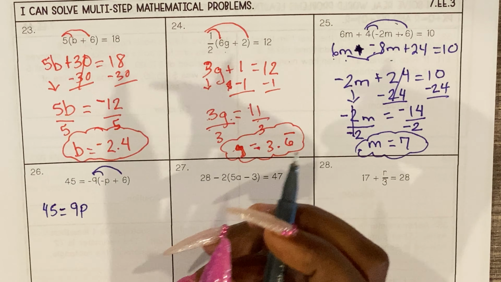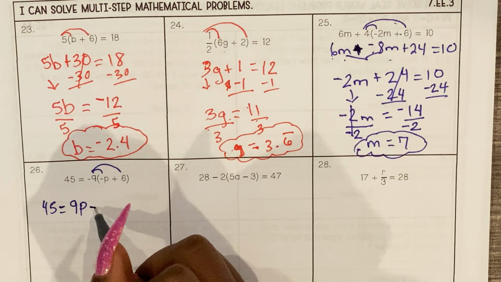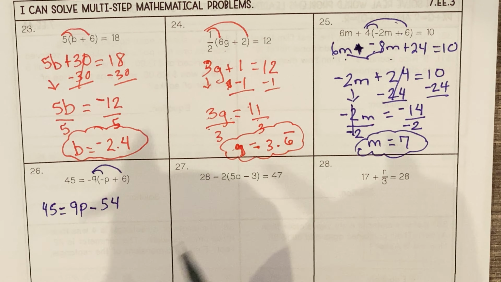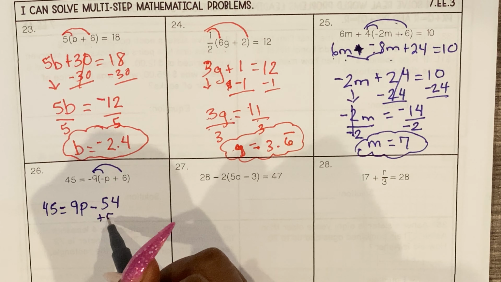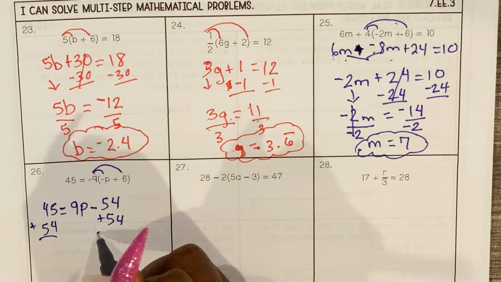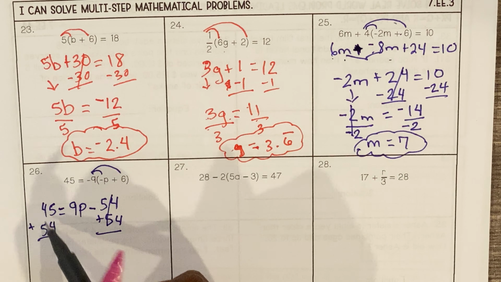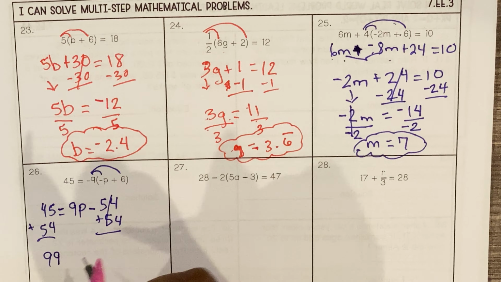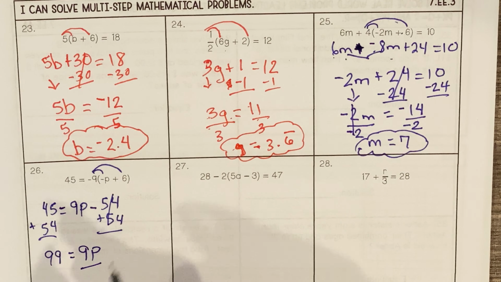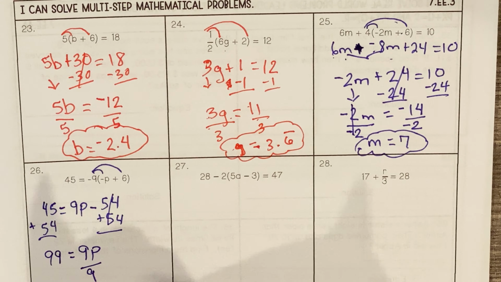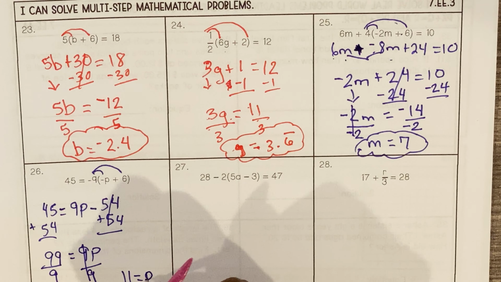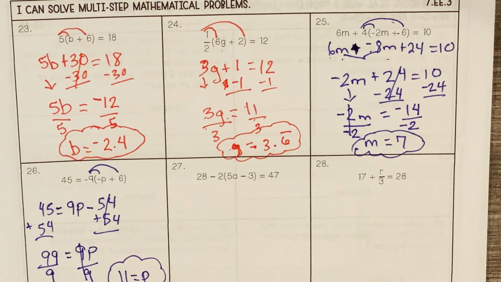Now we have a -9 times a +6. Your answer is going to be negative, and 9 times 6 is 54. I'm going to add 54 to both sides. This is going to be 99 equals 9p. The inverse of multiplying to get p by itself is again to divide both sides. And 11 equals my answer, or my value for p.